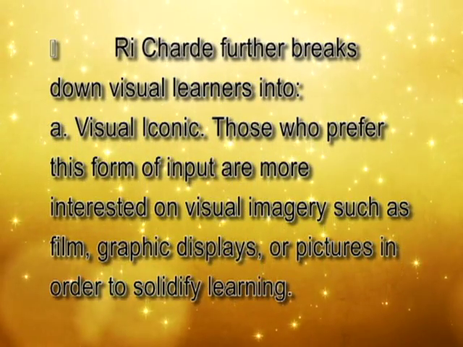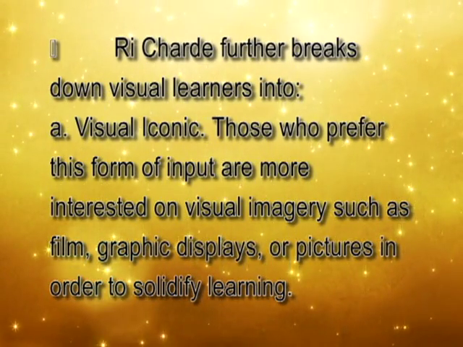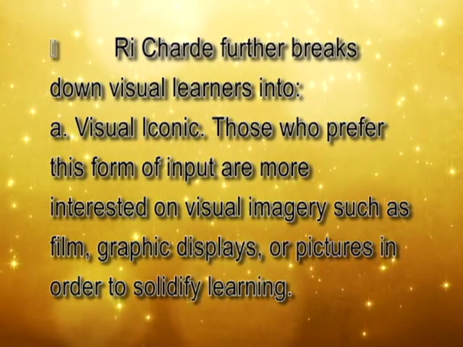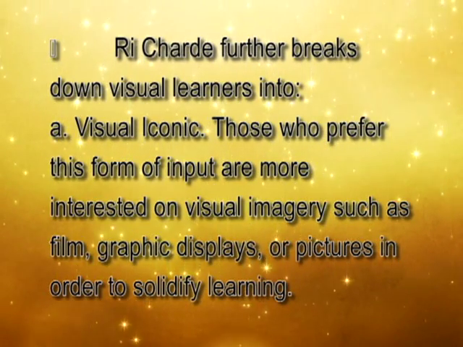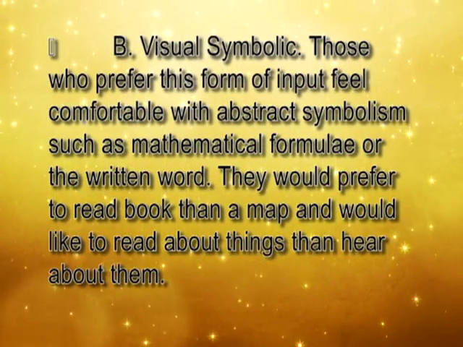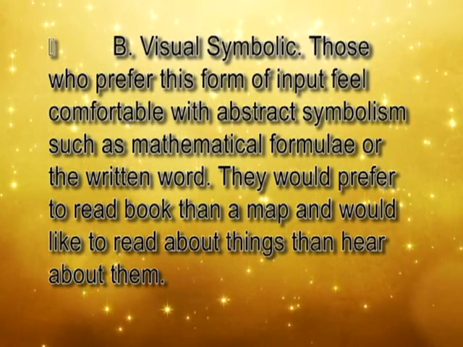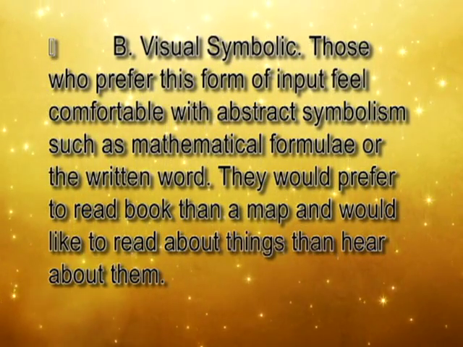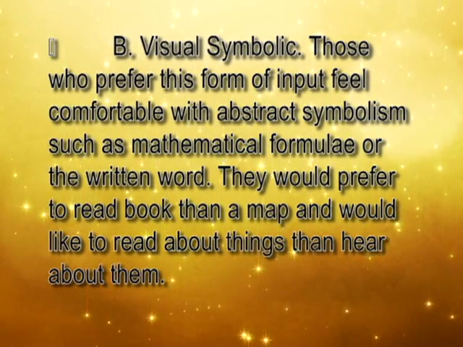Richard further breaks down visual learners into visual iconic. Those who prefer this form of input are more interested in visual imagery such as film, graphic displays, or pictures in order to solidify learning. Visual symbolic. Those who prefer this form of input feel comfortable with abstract symbolism such as mathematical formulae or the written word. They would prefer to read a book than a map and would like to read about things that are about them.